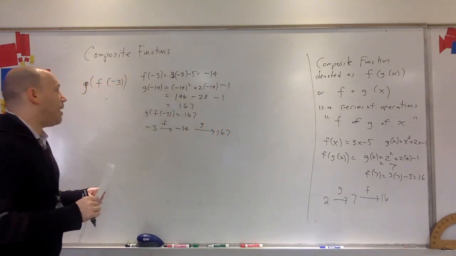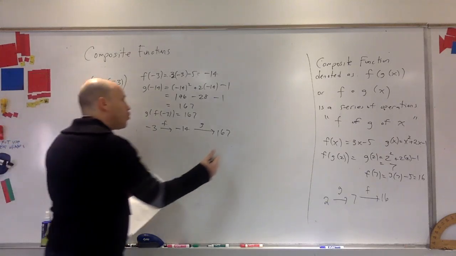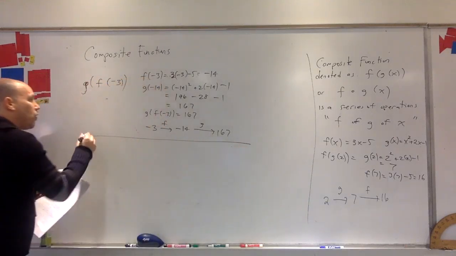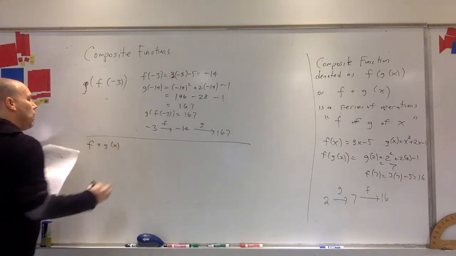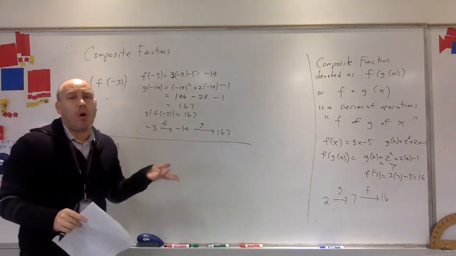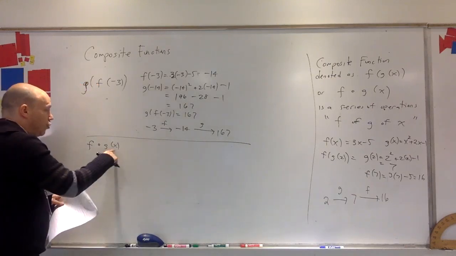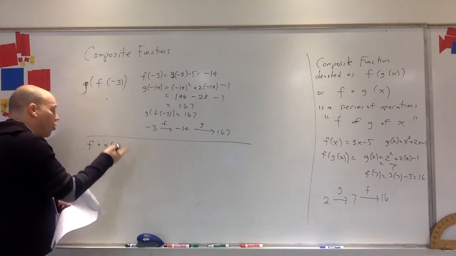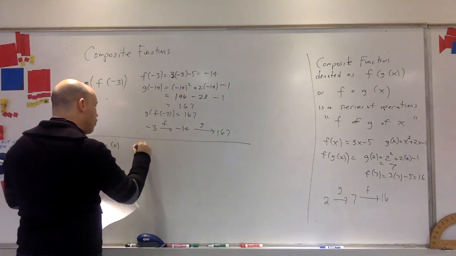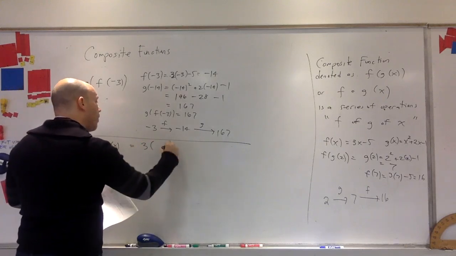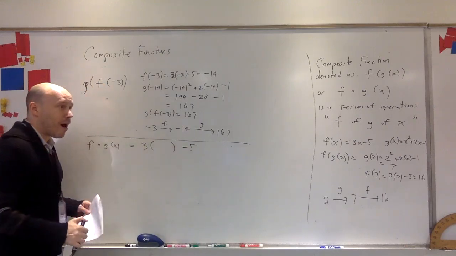Now, the question is, what if I just ask you, what is f of g of x? Because maybe I don't want to calculate over and over. I just want a new formula. Well, the idea is whatever the g function is goes into the f. So in this case, the f function is 3, open parentheses, minus 5. Well, we're putting the g function inside of there.